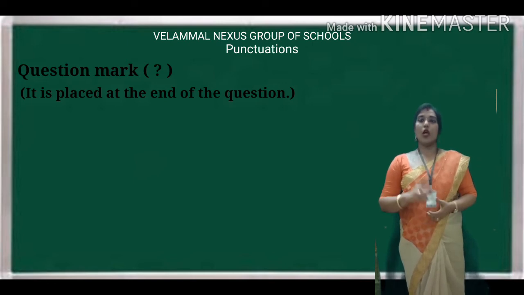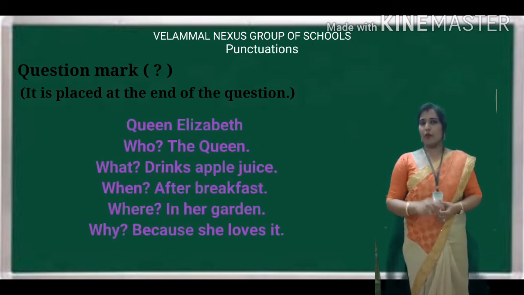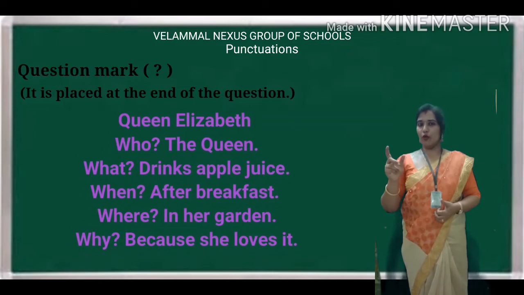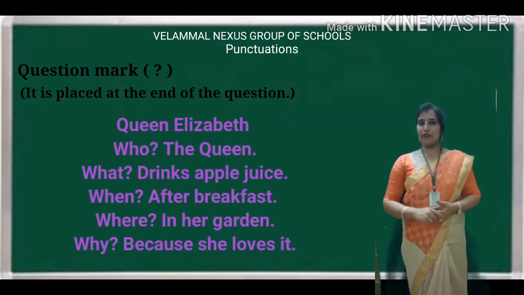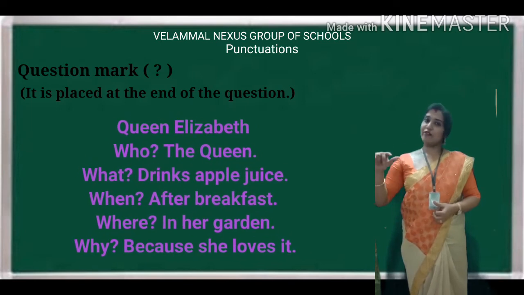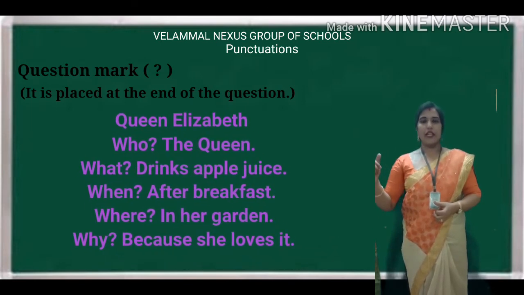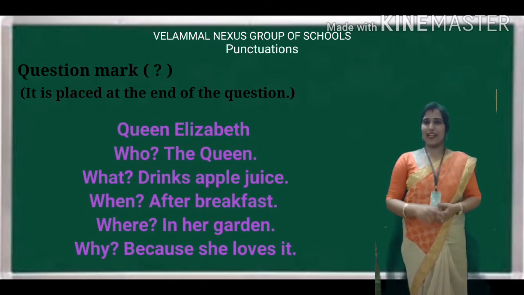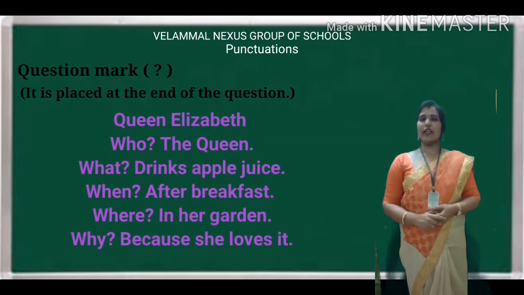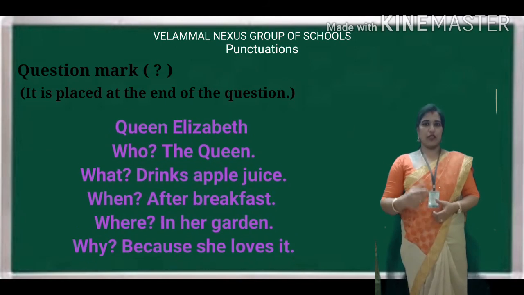The poem is about Queen Elizabeth. Who? The Queen. What? Drinks apple juice. When? After breakfast. Where? In her garden. Why? Because she loves it. Okay, a small poem. This is for the WH question words.